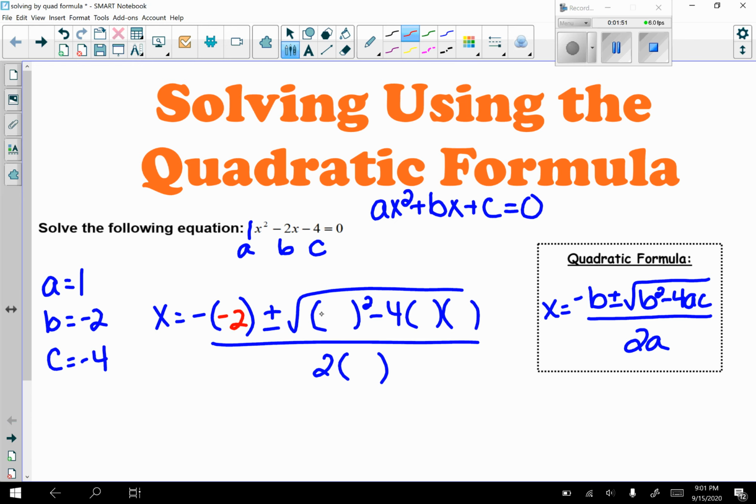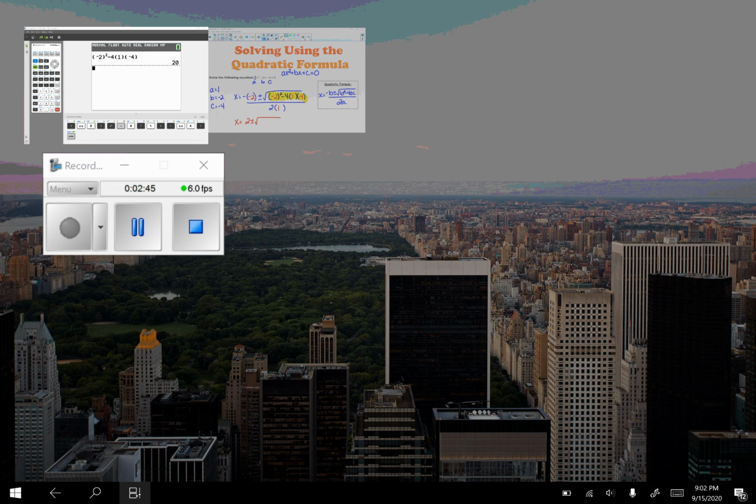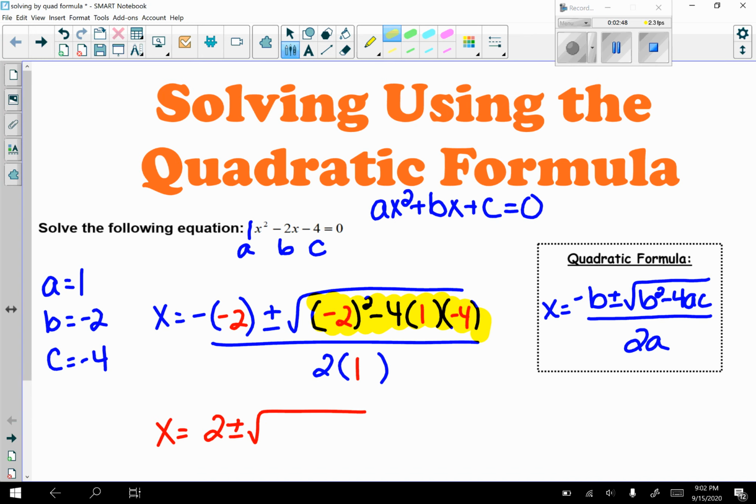And then what I am going to put in my calculator is everything that's underneath the radical. Not the radical itself, but everything else underneath it. So in my calculator, I have negative 2 squared, making sure to use parentheses, minus 4 times 1 times negative 4. And we get 20. So I have 20 under the radical. And then I have 2 in the denominator.